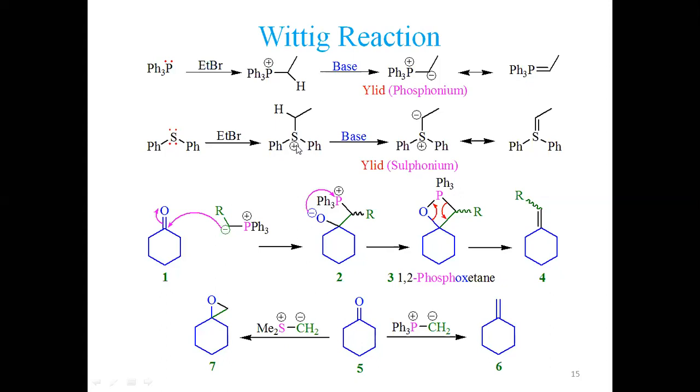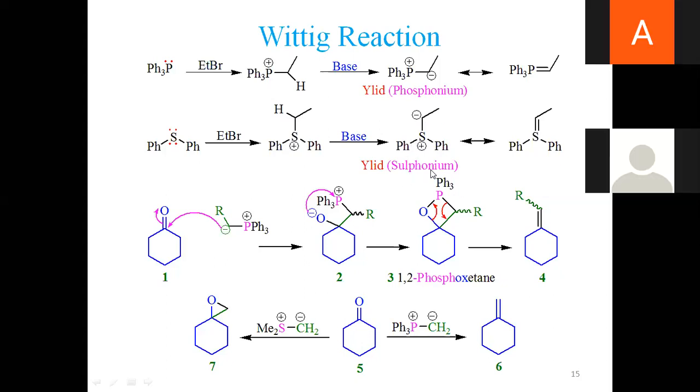Sulfur is making three bonds and bearing a positive charge. Now sulfur is more electronegative than phosphorus, so it makes the hydrogen on the carbon where sulfur is attached electron deficient. So a base can easily pick up this proton from here, generating a negative charge on this carbon. So we again have an ylide, a highly electronegative atom bearing a positive charge and a less electronegative atom bearing a negative charge. This is also an ylide, but it is called a sulfonium ylide.